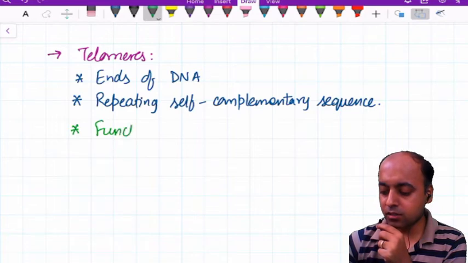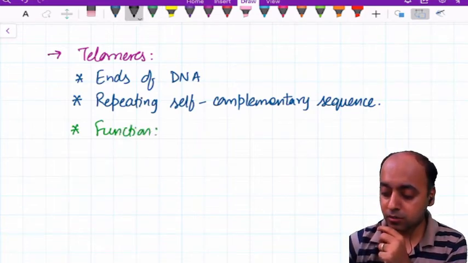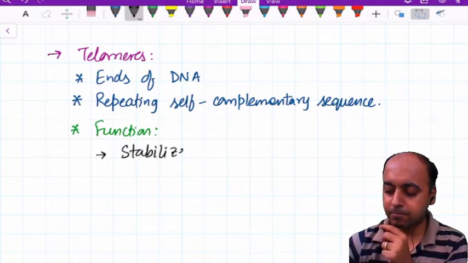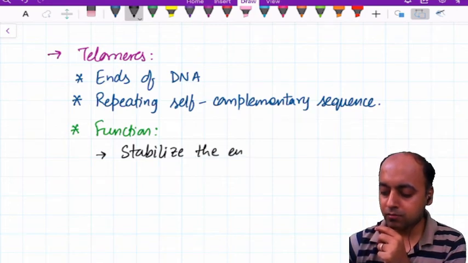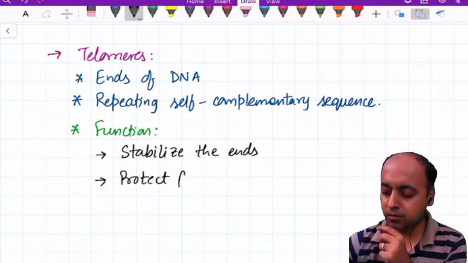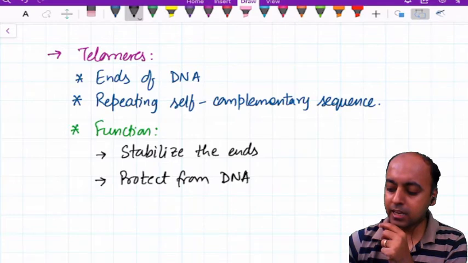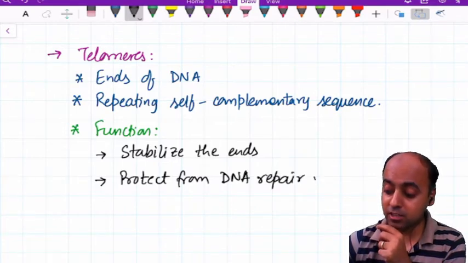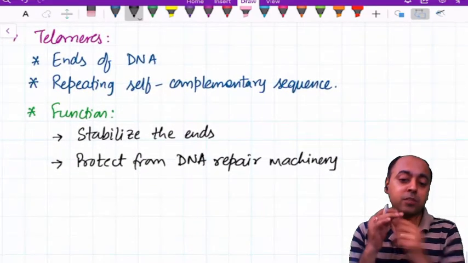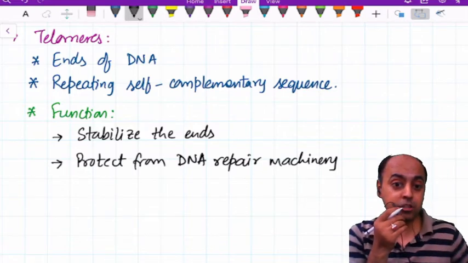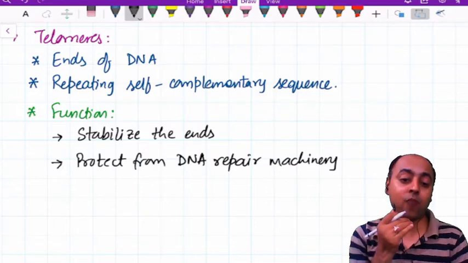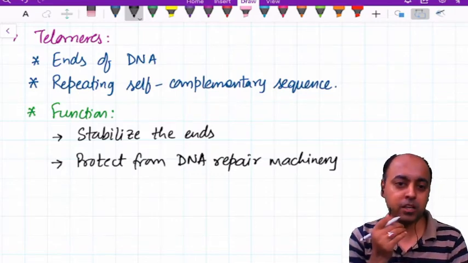What is their function? They stabilize the ends, but most importantly, they protect from DNA repair machinery. Now, this is very interesting. What I've written: they protect from DNA repair machinery. What do you mean by they protect from DNA repair machinery? Why will we want protection from DNA repair machinery? This is very, very interesting. I'll show you the diagram and then it will become clear why we need protection from DNA repair machinery.